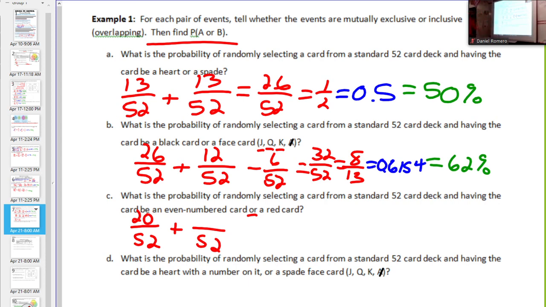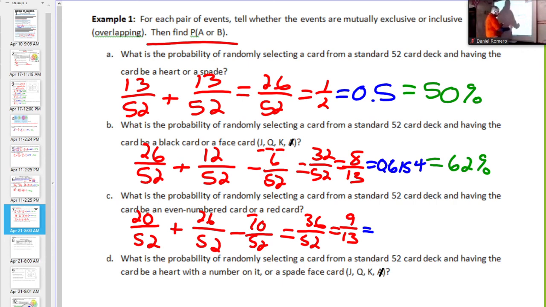Plus, how many red cards? 26. But is there an overlap? Can there be even numbered red cards? Yeah, half of the red cards, half of those 26 are even numbered. So we get 36 out of 52, which can be reduced to 9 out of 13. And then we divide, they give me 0.6923.